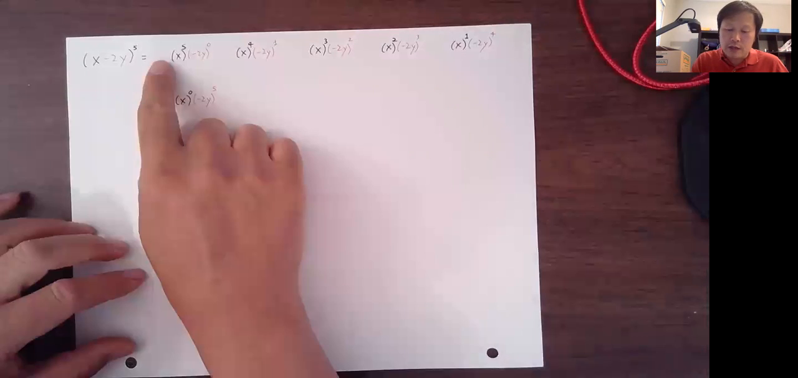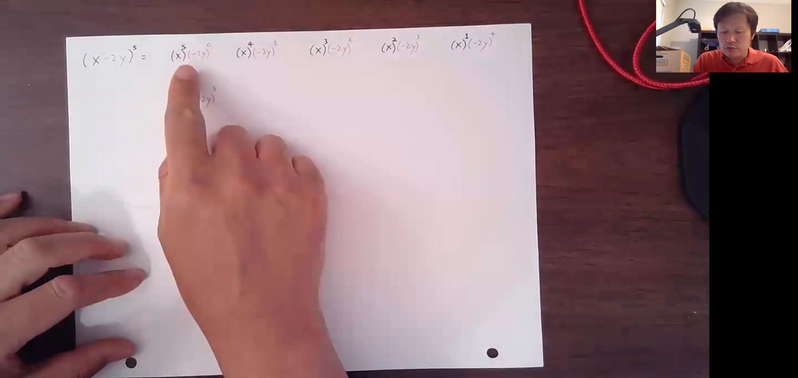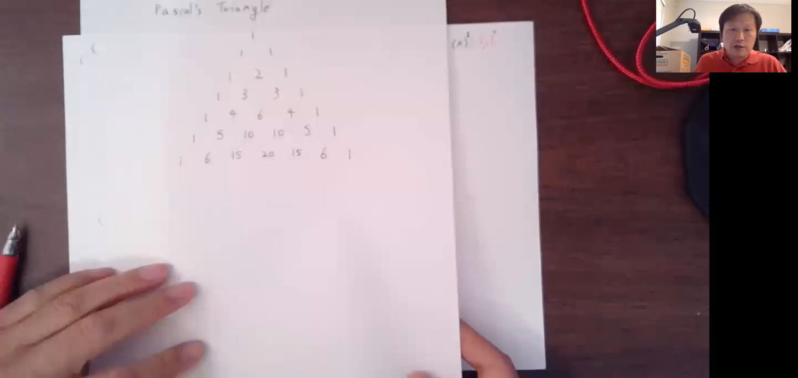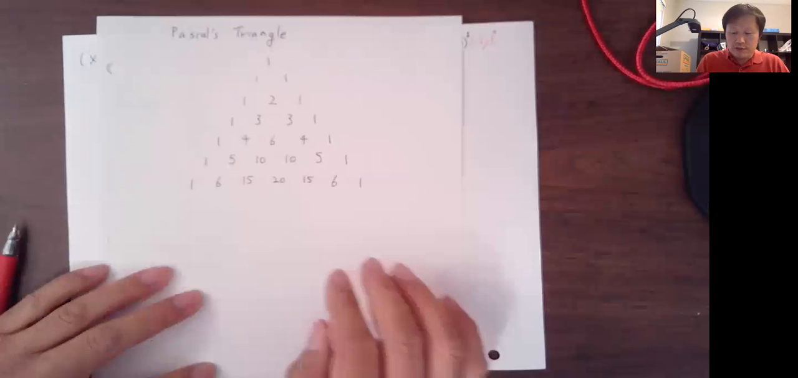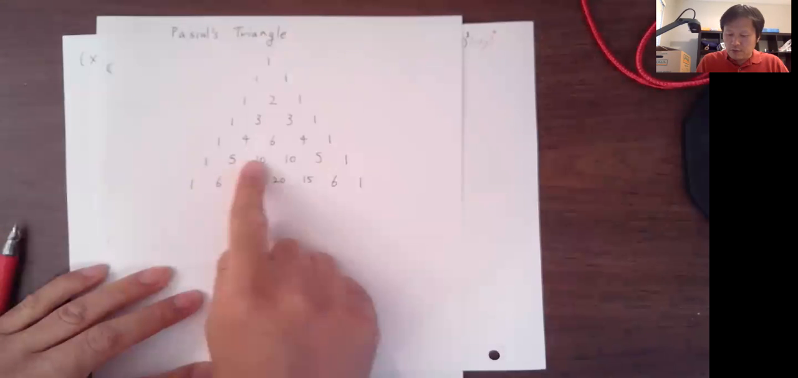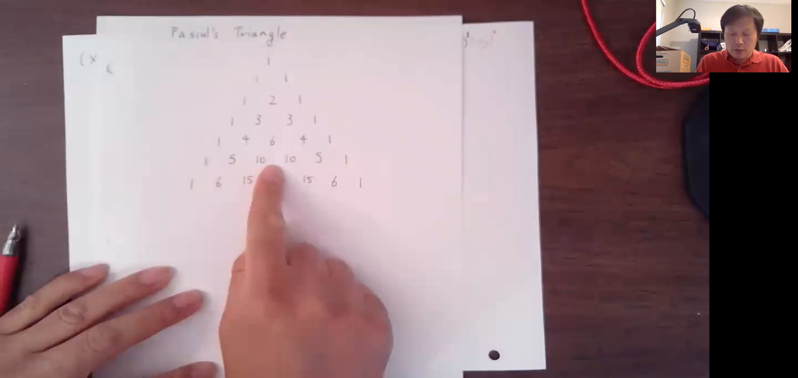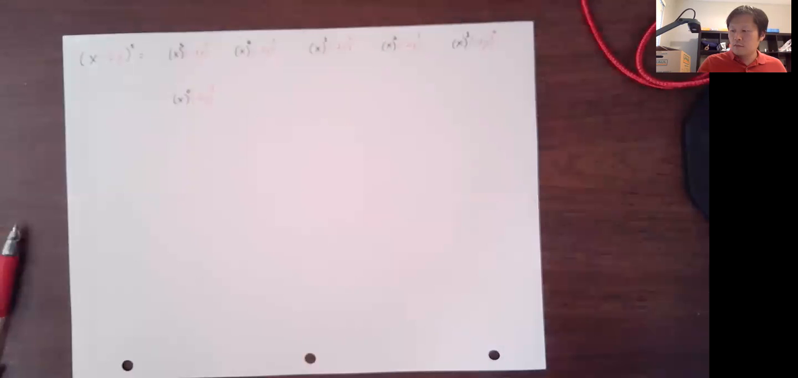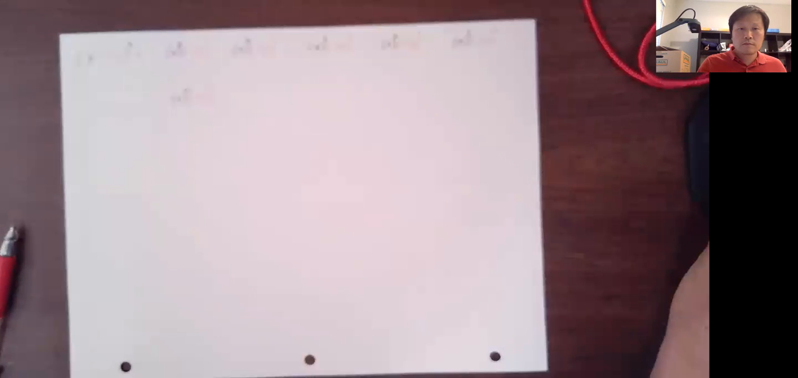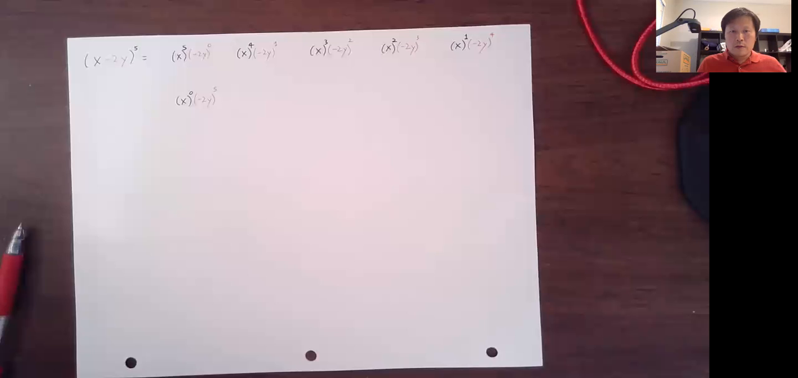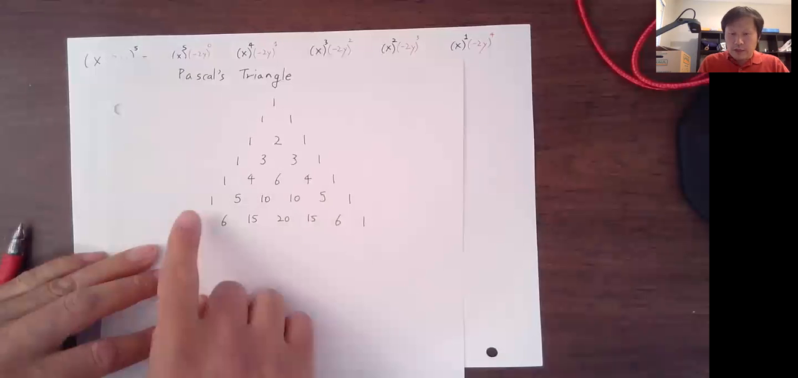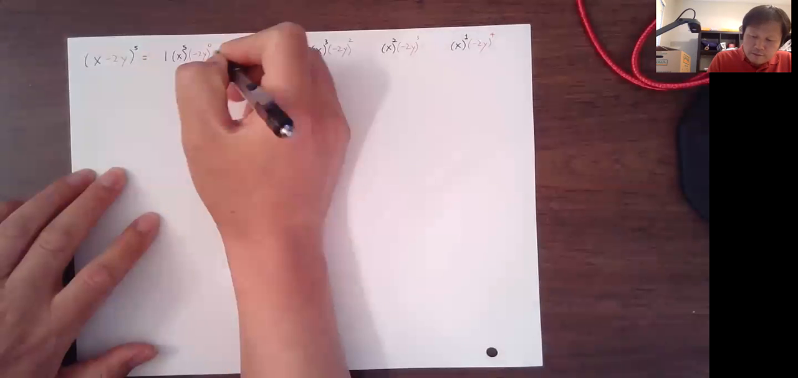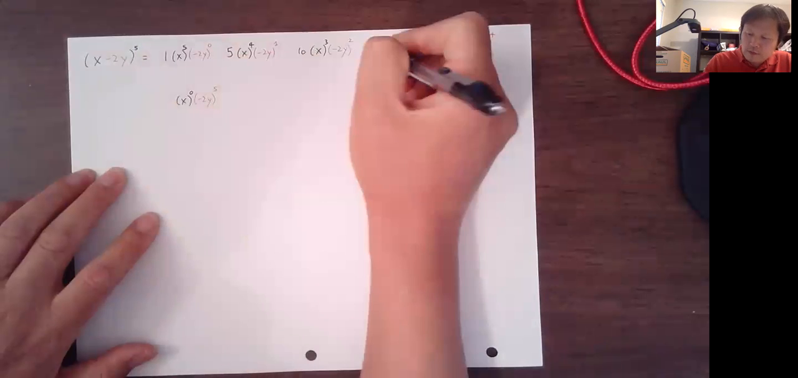Now you need to write down the coefficients. How many terms are there? 1, 2, 3, 4, 5, 6. So bring the Pascal's triangle. You are trying to find the row with 6 numbers in it. This is the one: 1, 5, 10, 10, 5, 1.